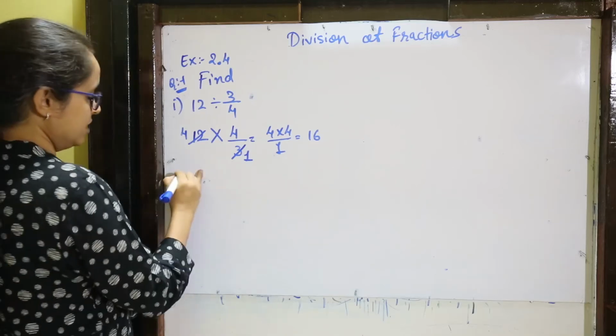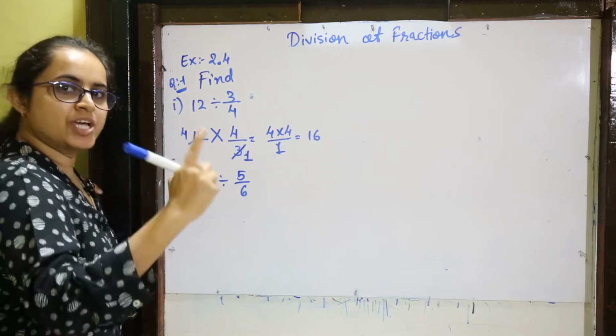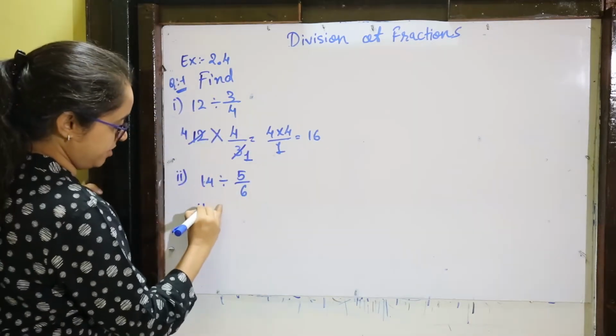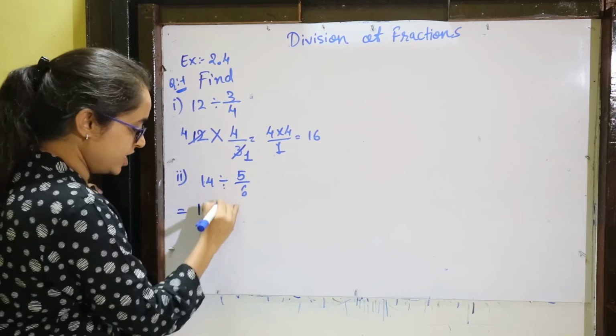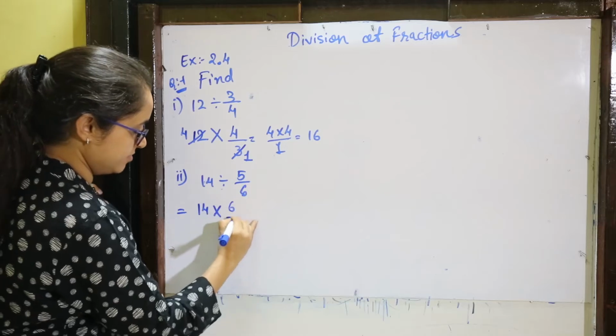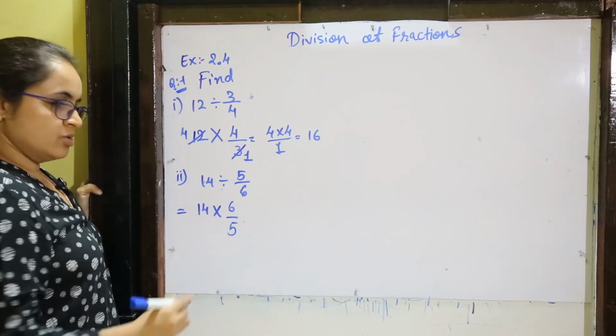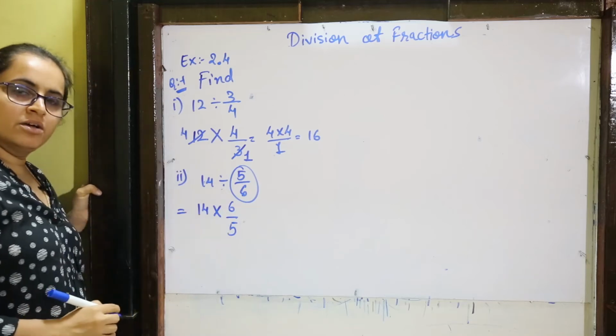That's the answer. Now second number, that is 14 divided by 5 upon 6. Again remember, keep, change, flip. Keep the first number or fraction as it is. Change the operation and flip this number. So it will change, you have to flip. So it becomes 6 upon 5.